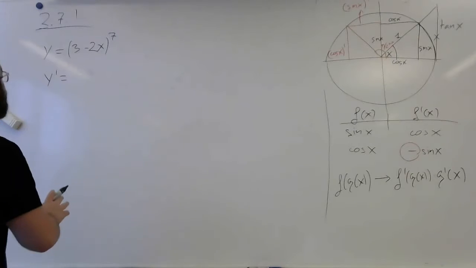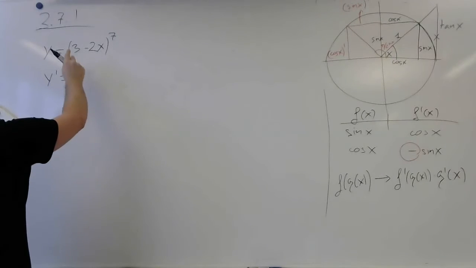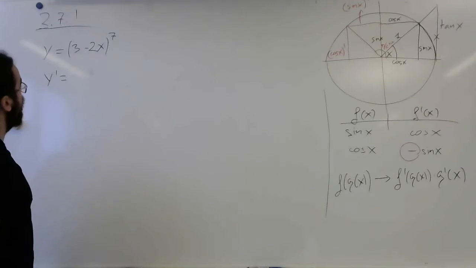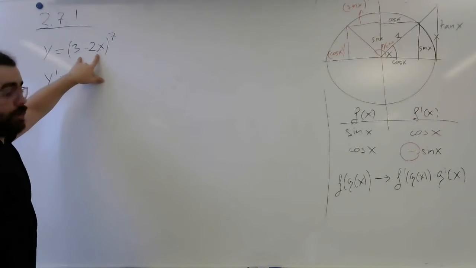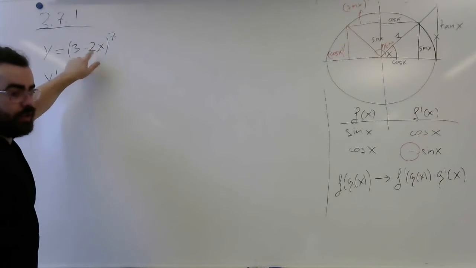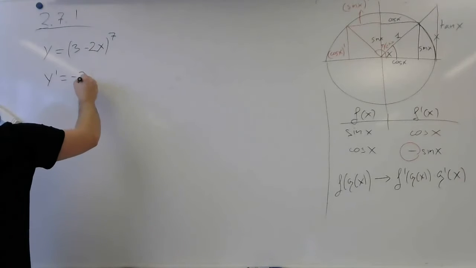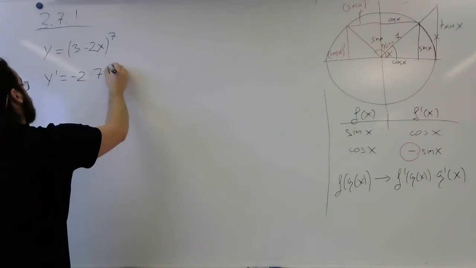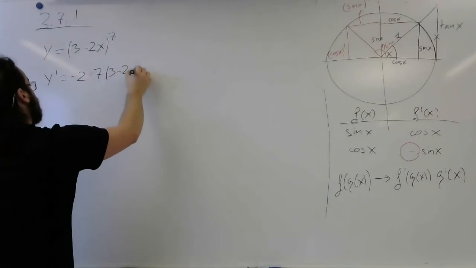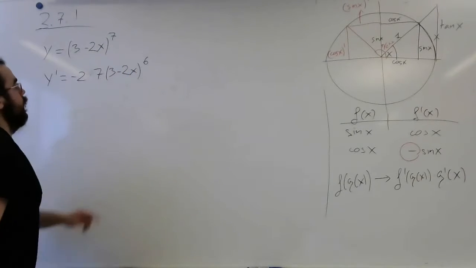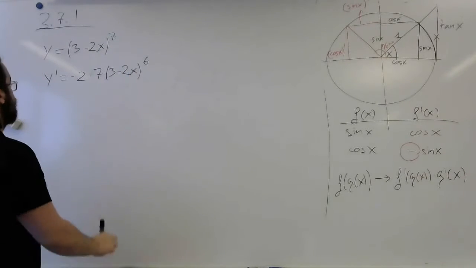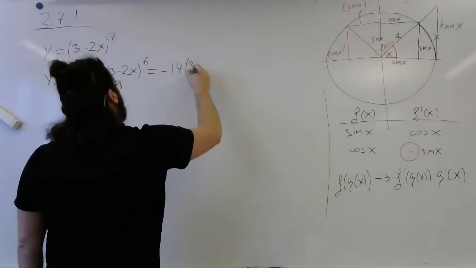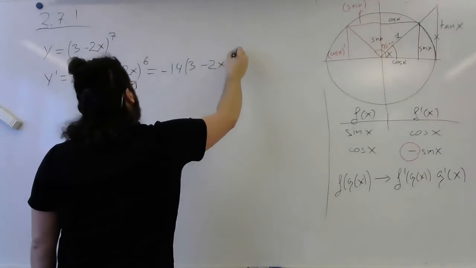All right, let's move on. So we have a composition of functions. First, inner function 3 minus 2x, outer function 7th power. So derivative of the composition: derivative of what's inside, times derivative of the outer function, with the argument that is inside. So this is minus 14, (3 minus 2x) to the power 6.